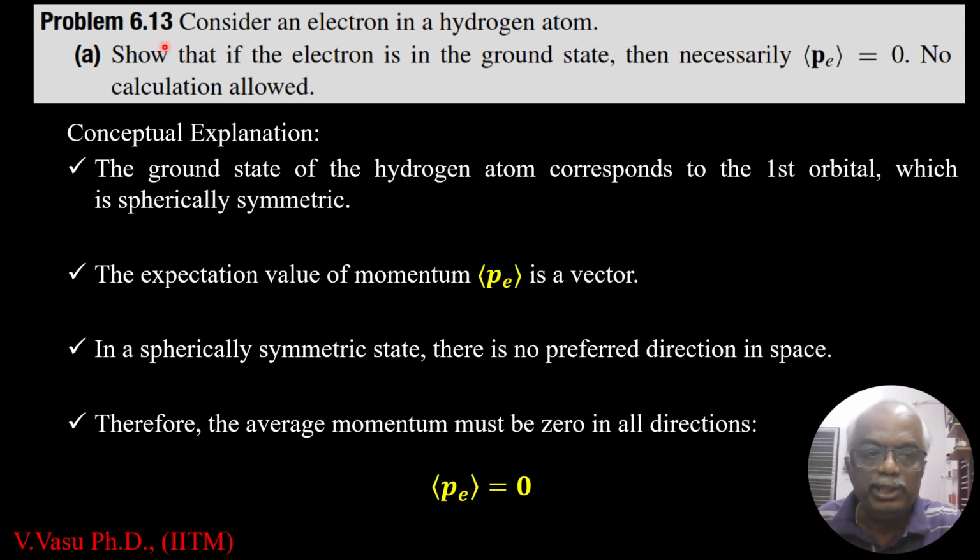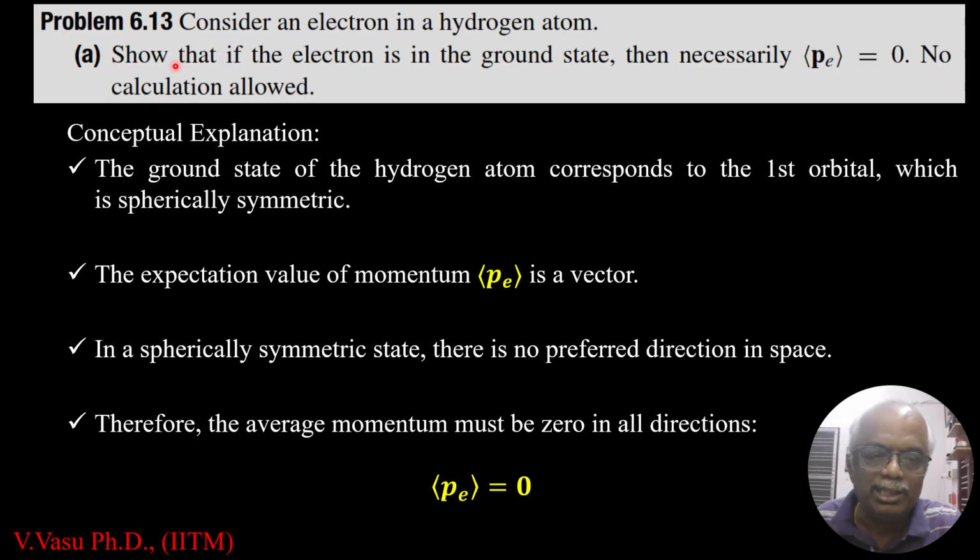Today we are going to solve problem 6.13 of Griffiths, third edition, Introduction to Quantum Mechanics. The problem 6.13 consists of two parts. Consider an electron in a hydrogen atom.